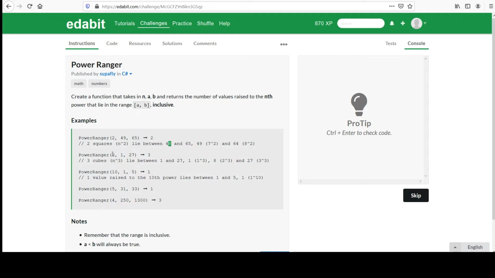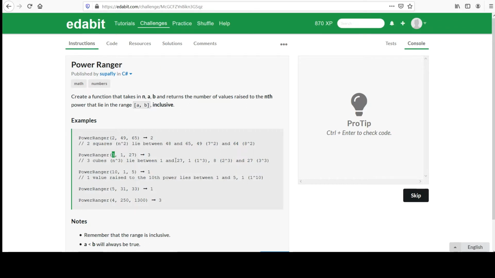And then notice it doesn't have to be squares. We've got cubes here. How many are in between 1 and 27? Well, 1 to the third is 1, so that's in the range. Remember, it's inclusive. 2 cubed is 8, that's within the range. And 3 cubed is 27. If you go above that, you are outside the range.